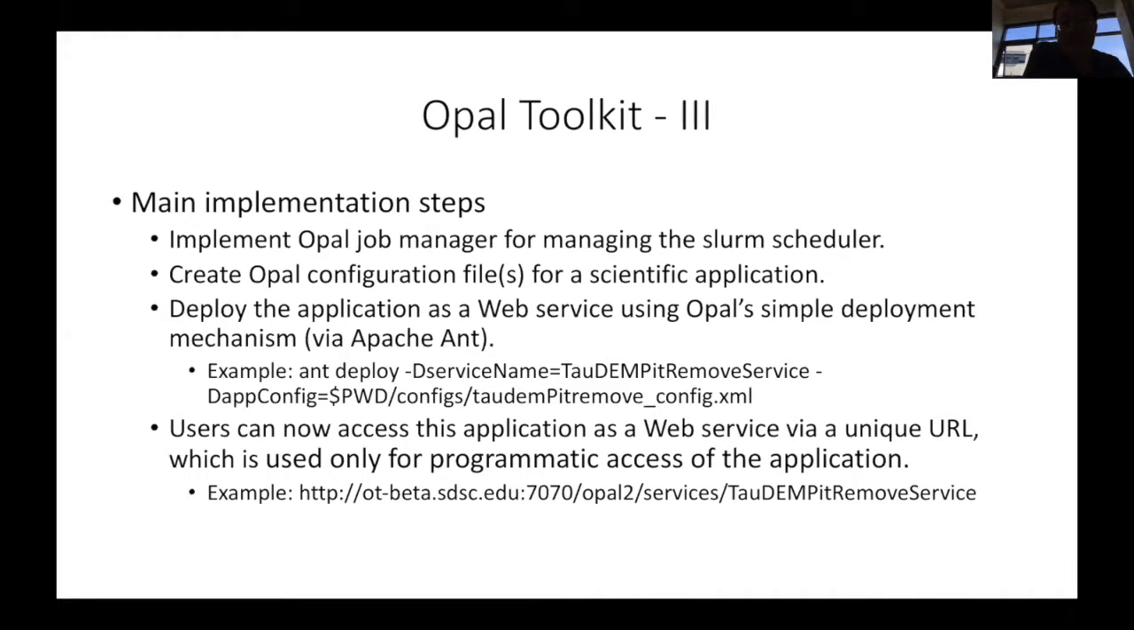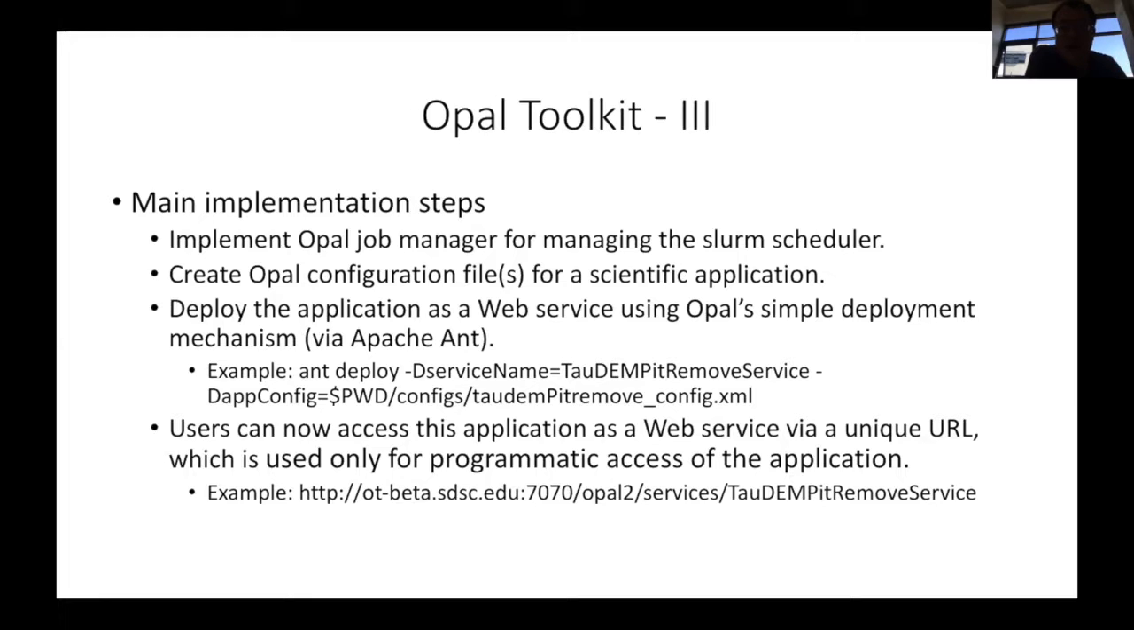Okay. So the main implementation steps are as follows. First of all, we implemented the Opal job manager for managing the SLURM scheduler. This means Opal has a pluggable job manager style. We are able to use the factory programming paradigm.